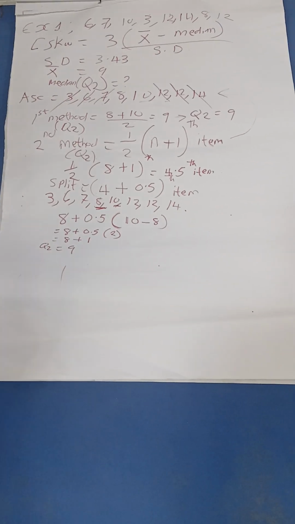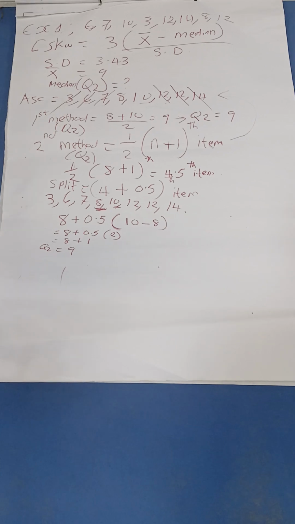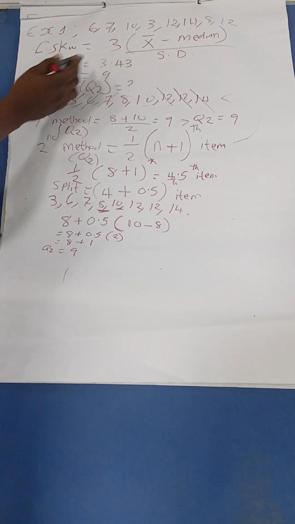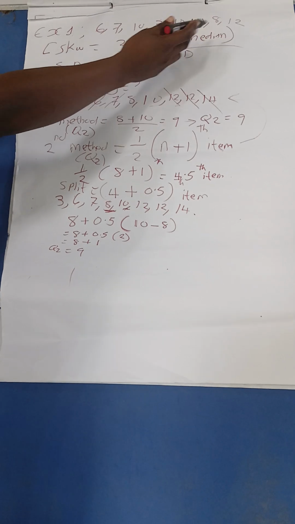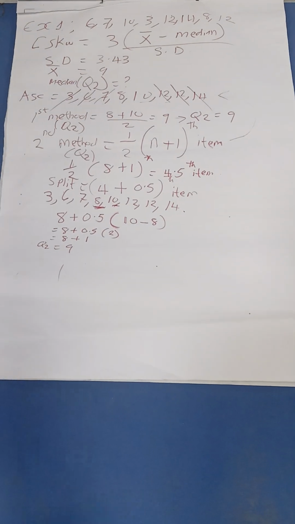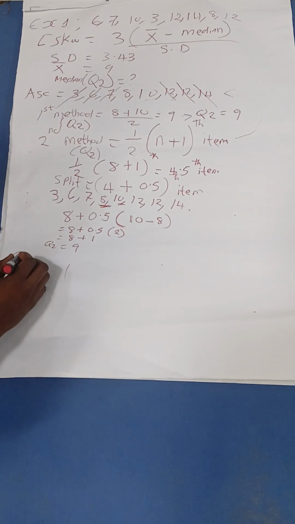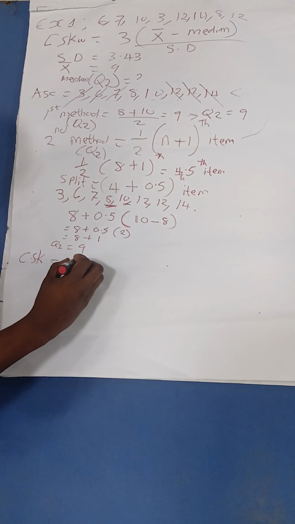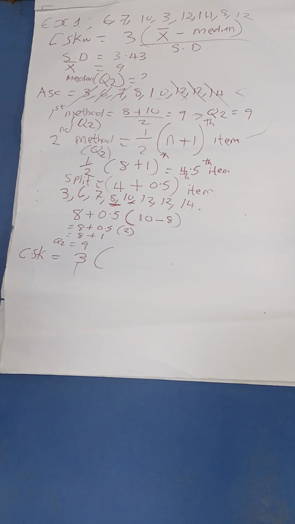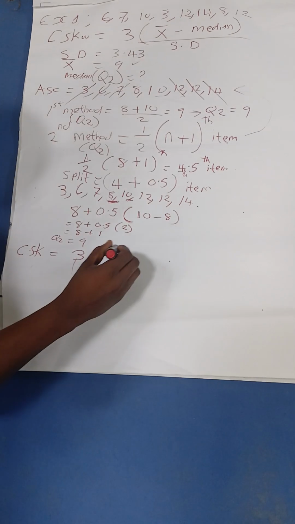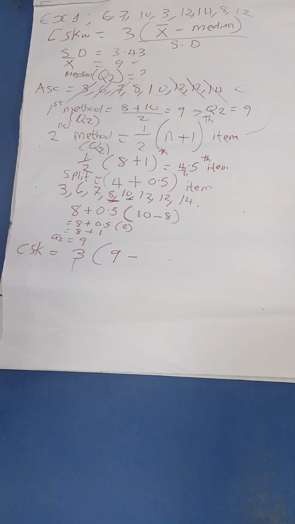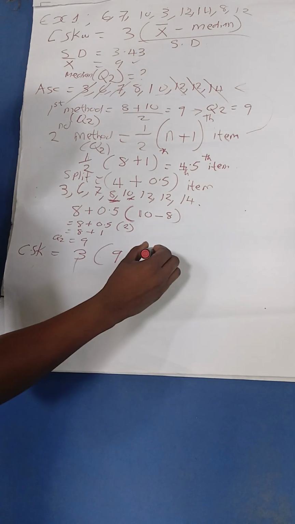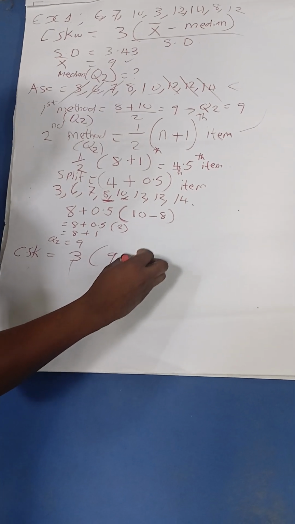Now let's go back to our question. Our question wanted us to calculate the coefficient of skewness. Coefficient of skewness, we have said it is what? 3 into mean minus median over standard deviation. So I'll just go direct. So coefficient of skewness will be what? 3 in bracket. Our mean was what? 9 minus our median, 9. Our median is 9.